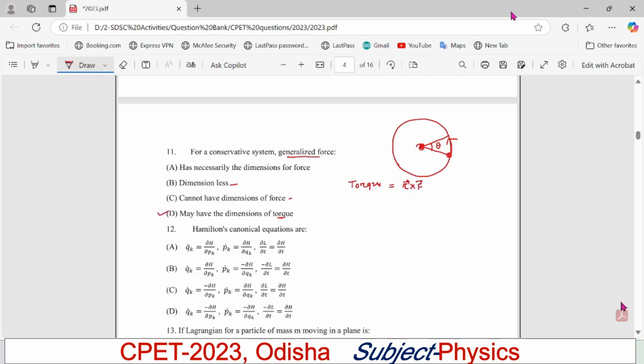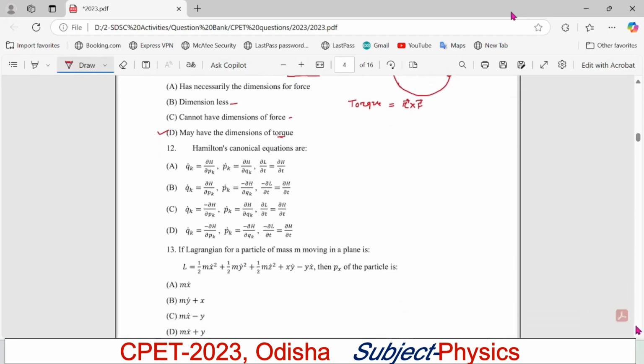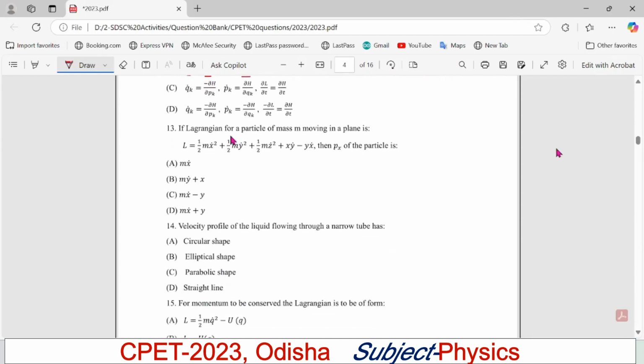Now we are going to the next question, question number 12. It is asked what Hamilton's canonical equations are. It is a direct question. Here, q k dot equals del H by del p k, p k dot equals minus del H by del q k, and del H by del t equals minus del L by del t. So this is the answer, option B. This is a direct question.